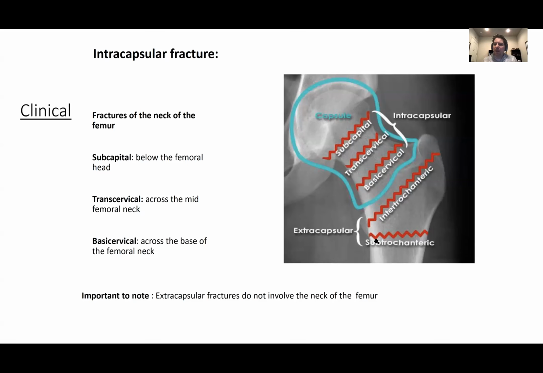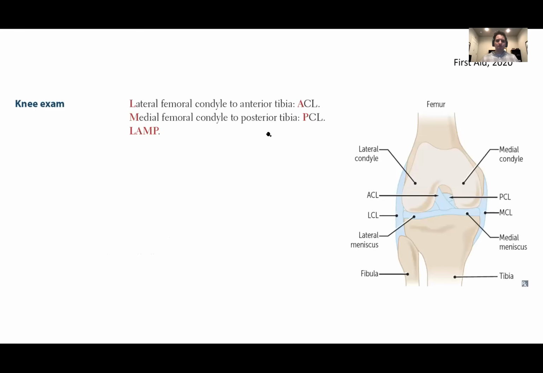Extracapsular, while not good, are better than intracapsular. Okay, again, intracapsular, avascular necrosis. Yeah, there are retinacular arteries, right? So that medial circumflex is going to give blood supply to these little retinacular arteries, which supplies the femoral head. So keep that in mind.